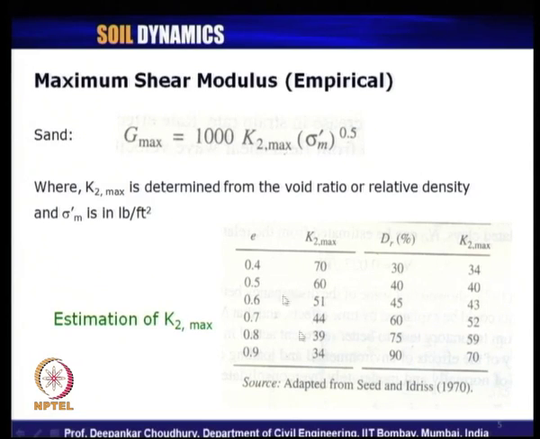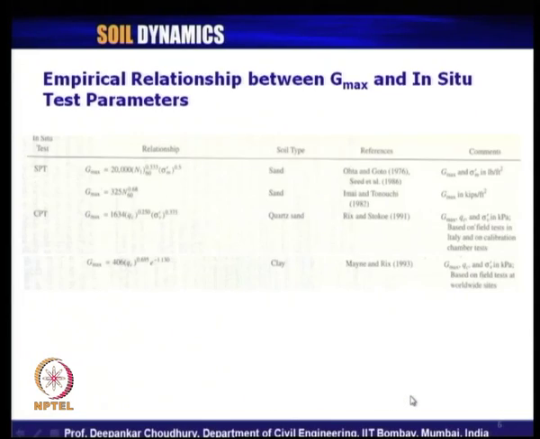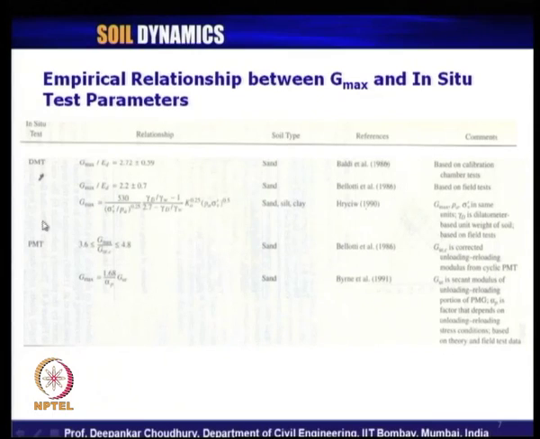So, this is the equation proposed by Seed and Idris in 1970. Other relationships have been proposed by several other researchers also, depending on in situ test parameters, that is standard penetration test value or cone penetration test value, to compute the G max. Also, the dilatometer test value or pressure meter test value can be used to compute G max, as was proposed by several other researchers for different types of soil.